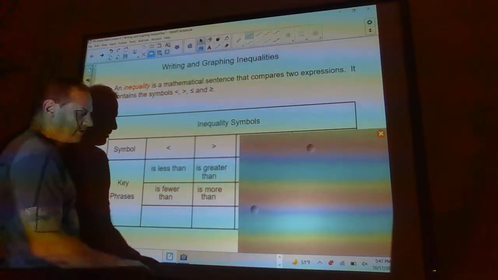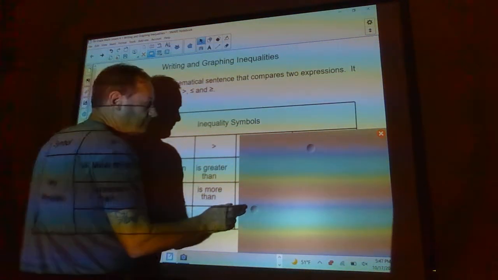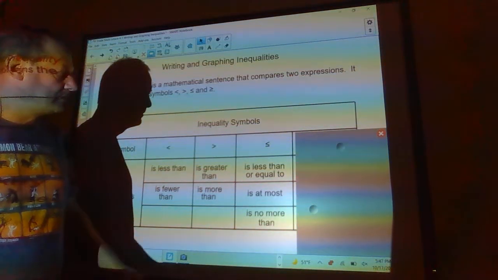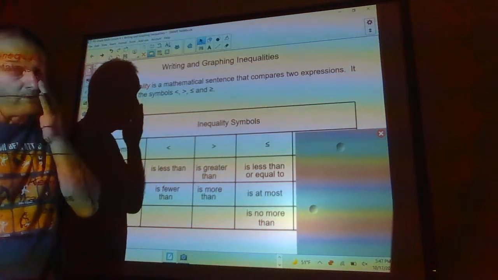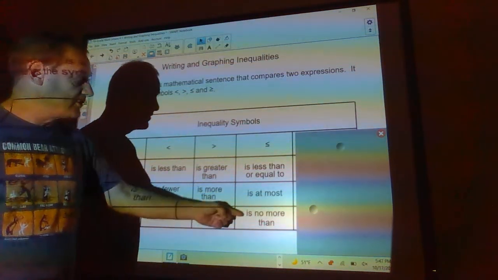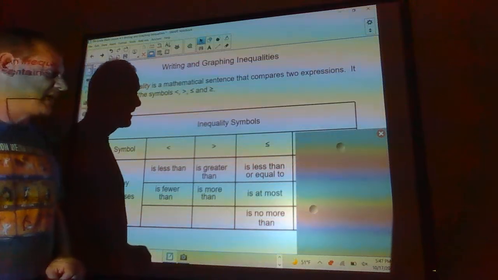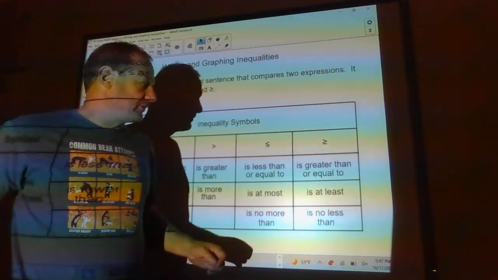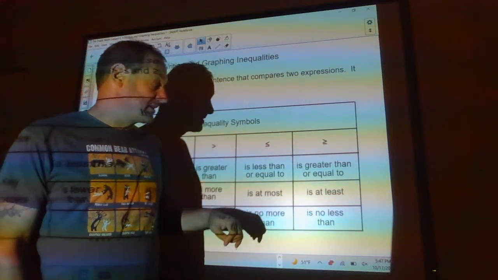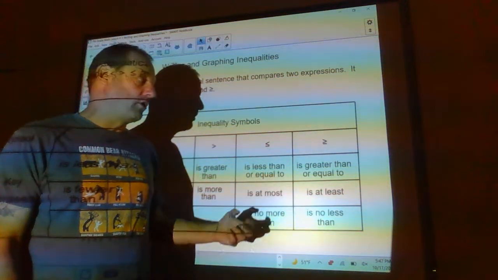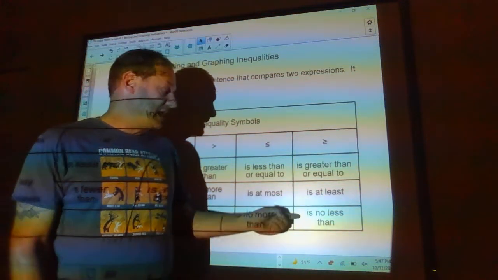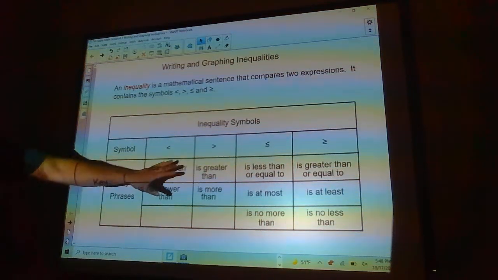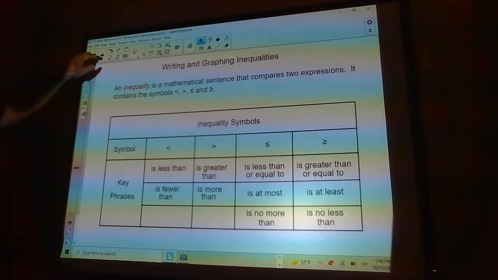All right, so you've got "is greater than" or "is more than." You see this symbol is less than or equal to. "Is at most" is another way you can write that. "Is no more than" is another way you can write that. And then finally, is greater than or equal to. "Is at least" is another way to write that, because if you're at least 8, you're greater than or equal to 8. And "is no less than" is also the same thing. So make sure you understand which one of those symbols go with those phrases, because you're going to see a lot of them.